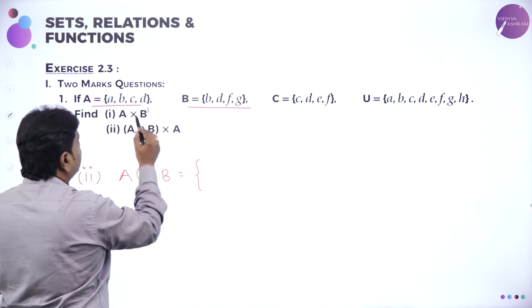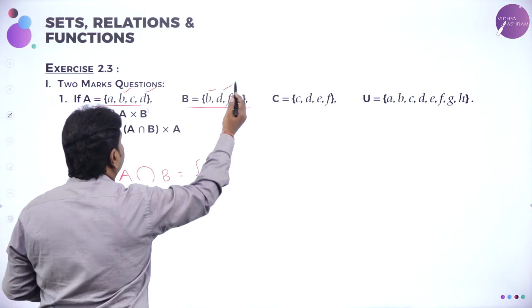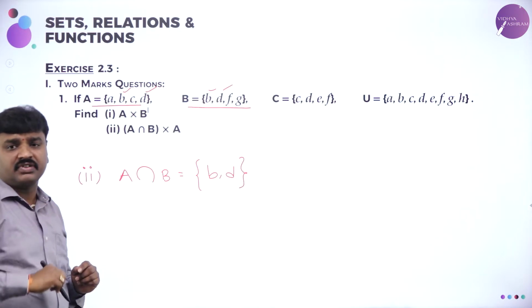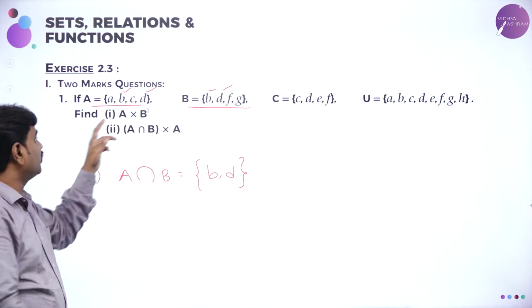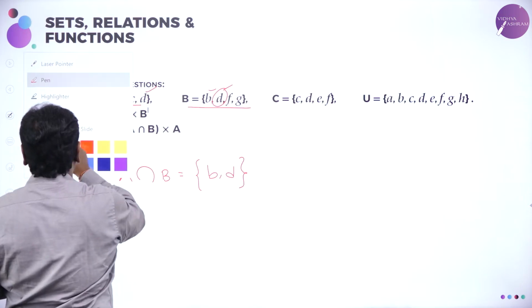A is A, B, C, D and B is B, D, F, G. So you can see B and D here, and here also we have B and D. So B, D. What is meant by intersection? All of you know operations on sets, I have done. Intersection means common elements in both A and B. We have common element B as well as common element D. So this is what we have done.